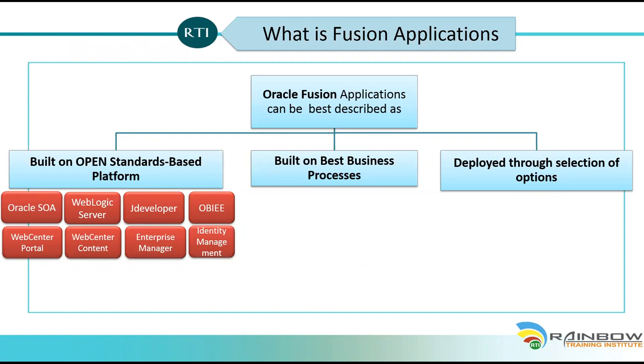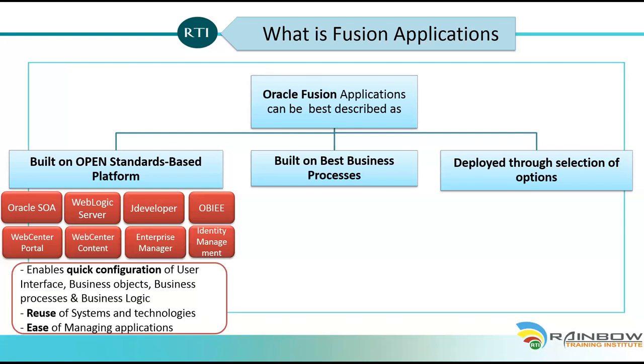So we're going to talk about these things in detail at a point of time. These are the best technical components on which Fusion application is built. Because of these components, we can quickly configure any kind of user interface, any kind of Java application, any kind of business object, or any kind of business process, and we can implement any kind of business logic fairly quickly, because all the functionalities are categorized and distributed across each individual component.